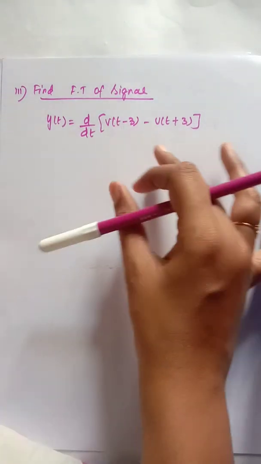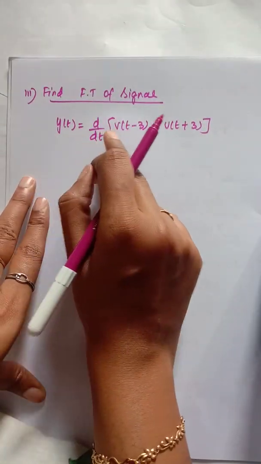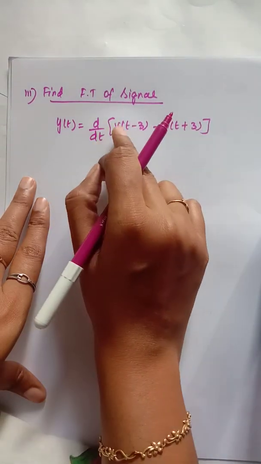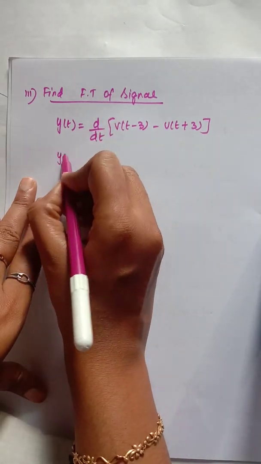Now see the third problem. We need to find the Fourier transform of the signal y of t equal to d by dt of u of t minus 3 minus u of t plus 3. Either you can apply the differentiation property here, or otherwise we can simplify the step.